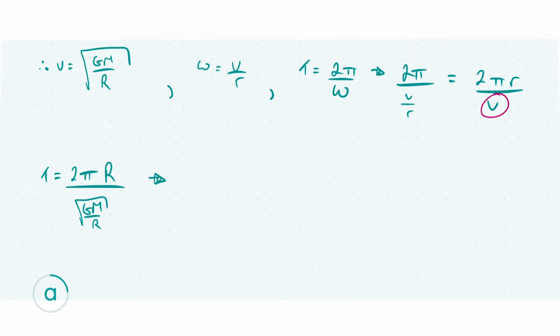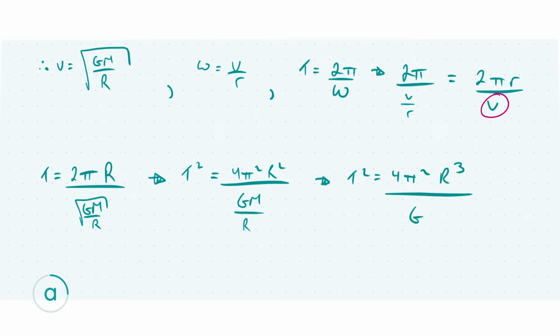If we square both sides, we have to square the left-hand side, so this is going to give us T squared. Then squaring the right-hand side, we have to square the top and then square the bottom. Squaring the top, we're going to get 4 pi squared R squared, and on the bottom, the square cancels with our square root, so we get GM all over capital R. Rearranging this, finally, we're going to get T squared equals 4 pi squared R cubed, all divided by GM.